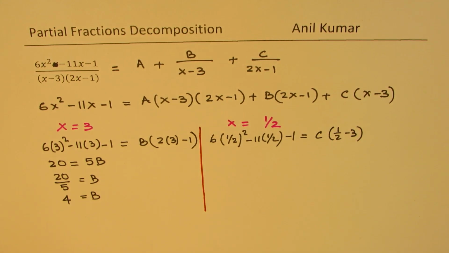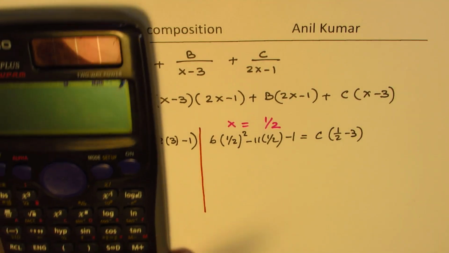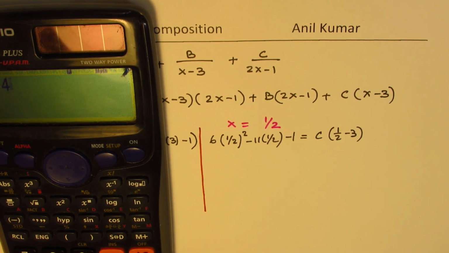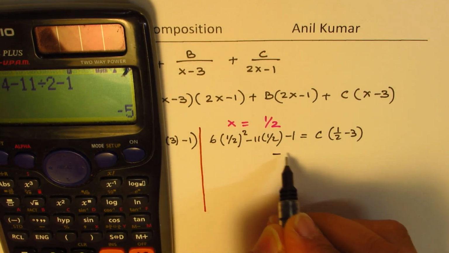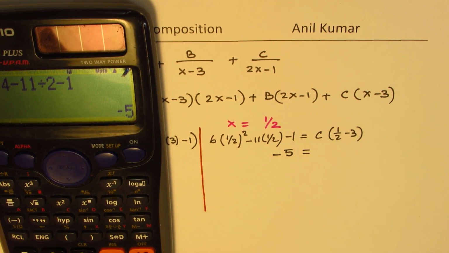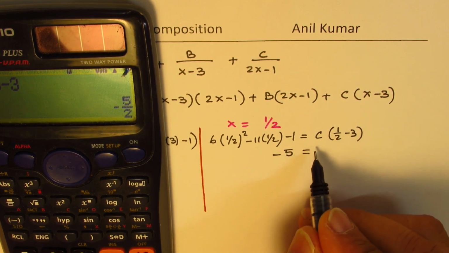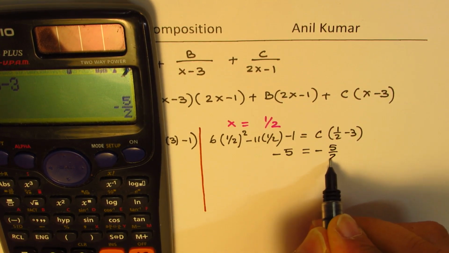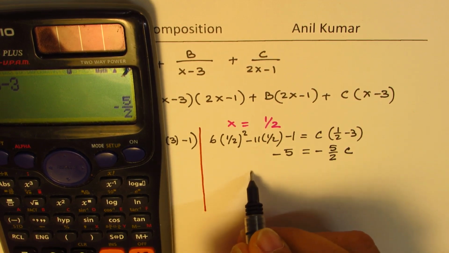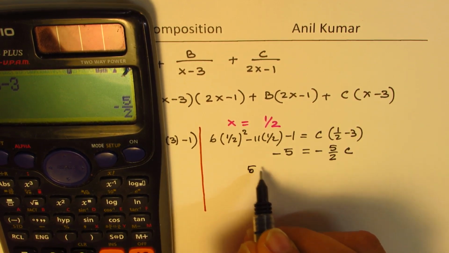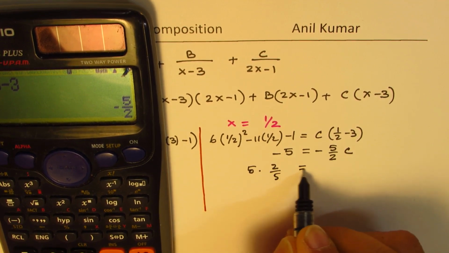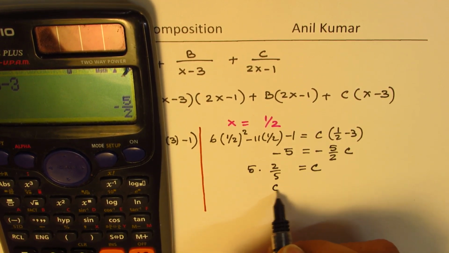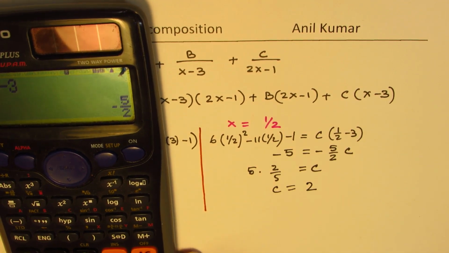Let's again use the calculator. So we have 6 divided by 4 minus 11 divided by 2 minus 1, and that is minus 5. So we have minus 5 here, and this is 0.5 minus 3, right? Which is minus 5 by 2. So this is minus 5 by 2 times c. From here the minus cancels, so we get 5 times 2 over 5 as the value of c. So c is equal to 2.